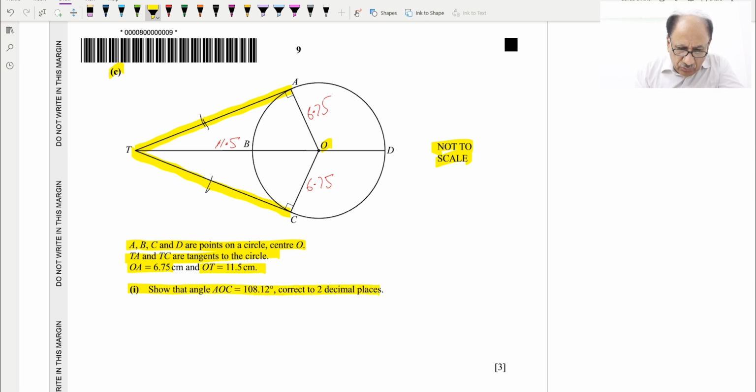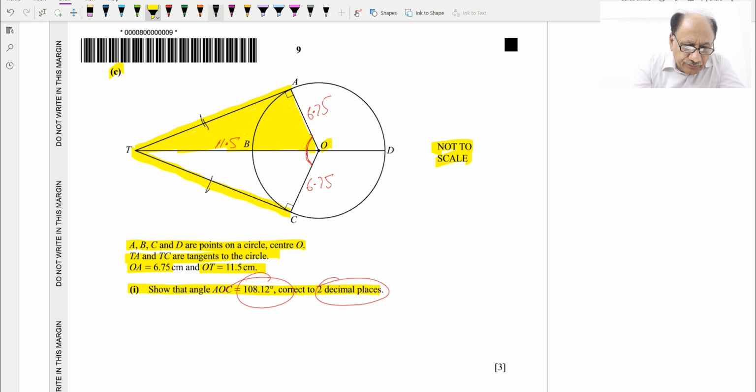They are saying, show that the angle AOC is 108.12 up to 2 decimal places. So this complete angle they are talking about, we need to prove that this angle is 108.12. So what we will do, we will consider this triangle, and this is the right angle triangle. So one angle is 90 degrees.